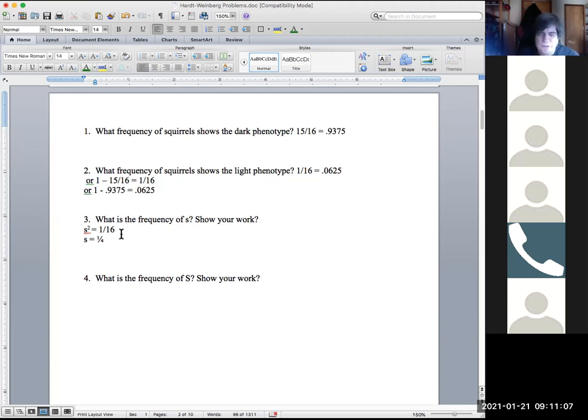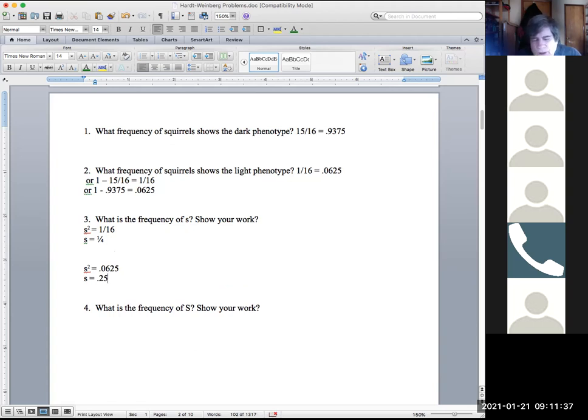So you could have said s squared equals 0.0625. And then you could take the square root of both sides. And if you do that, you'll find that s is 0.25.